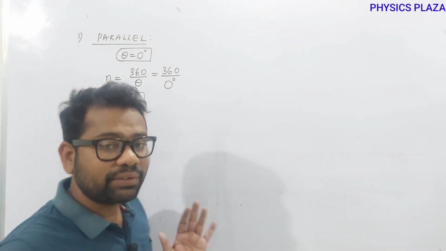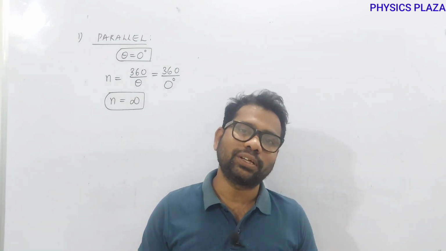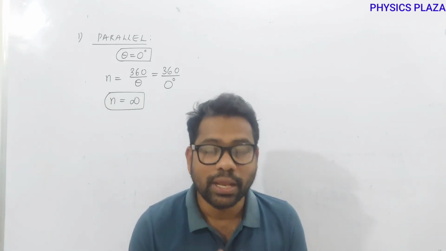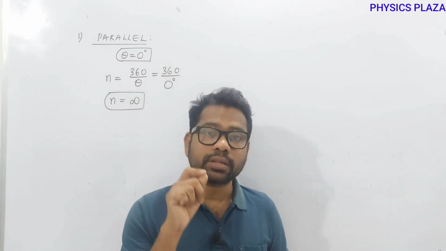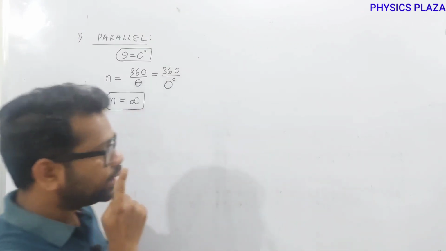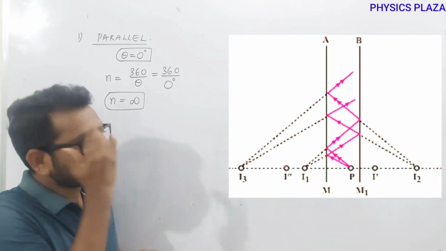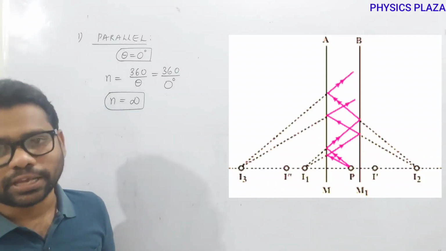Children, very important. If two plane mirrors are placed parallel to each other, then how many images are going to be formed? Infinite images. Children, from an examination point of view, they may ask you to draw the ray diagram also. You can see the diagram on the board. This is what you have to draw if this question is asked.